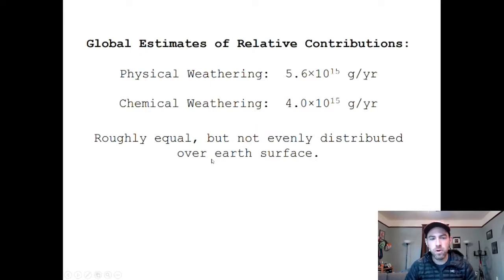But what's really important is that these two processes are not evenly distributed over Earth's surface. Some regions experience significantly more physical weathering, some regions experience significantly more chemical weathering, and some are lower or higher in total on that scale as well when combining the two together. Okay.